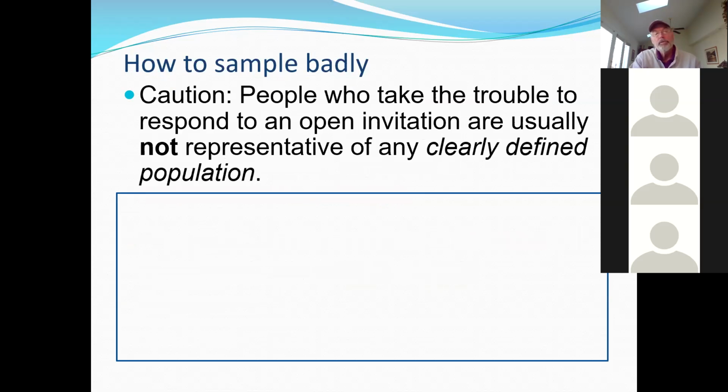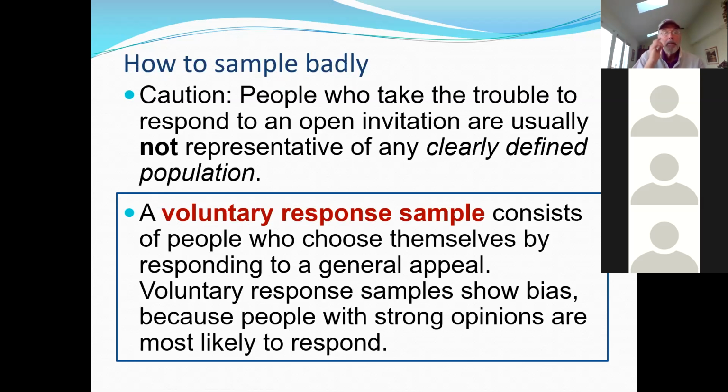All right, people who take the trouble to respond usually are a certain type of personality, right? Some people like filling out surveys, and some people do not. So it may not be the best type of sample without knowing the population. So, voluntary sampling, a voluntary response sample.